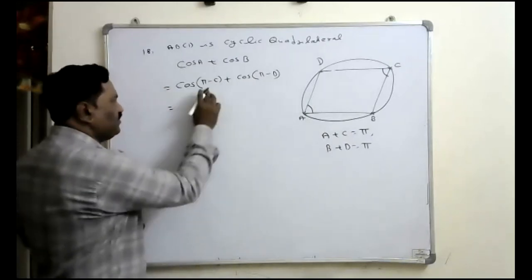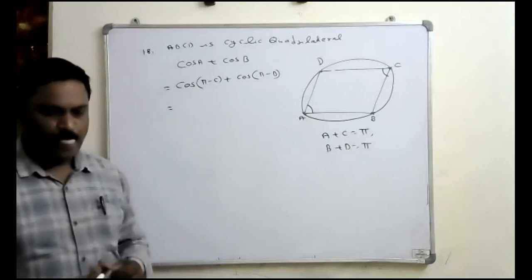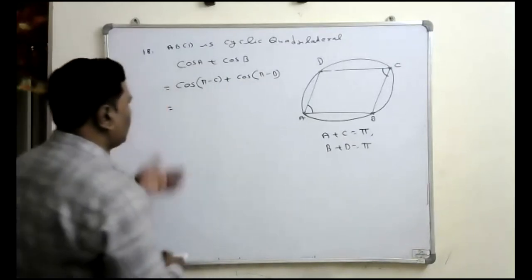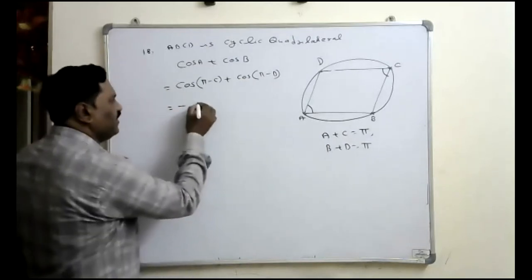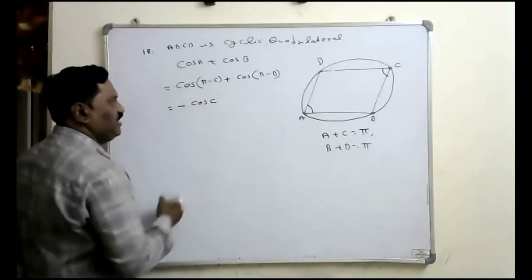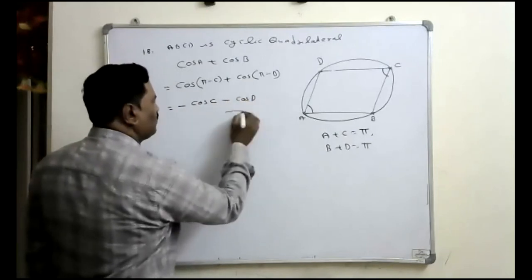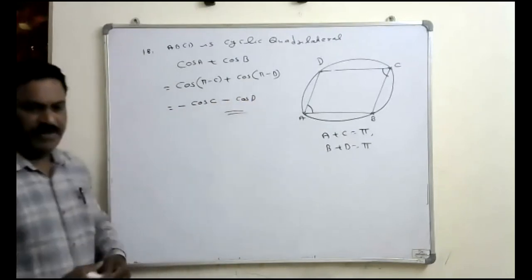Now, pi minus an angle, in which quadrant does it lie? Pi minus C is in the second quadrant, where cos is negative, so we will get minus cos C. This is also in the second quadrant, so minus cos D. So the answer is minus cos C minus cos D.